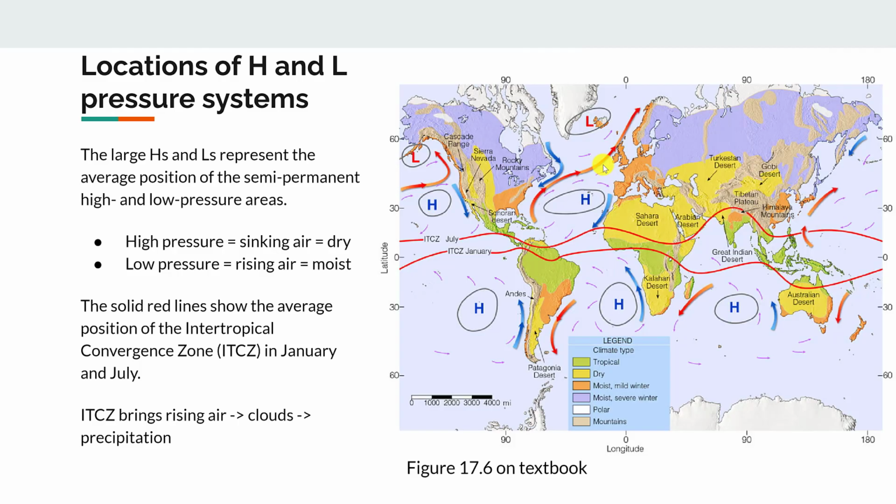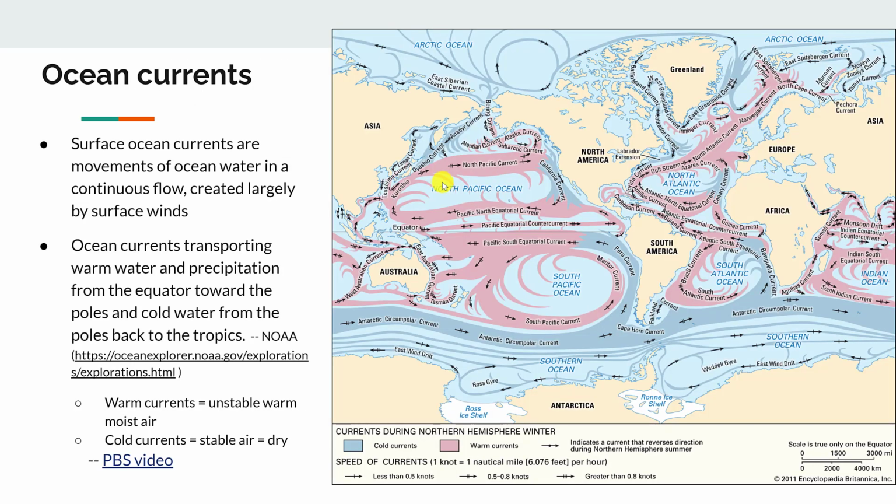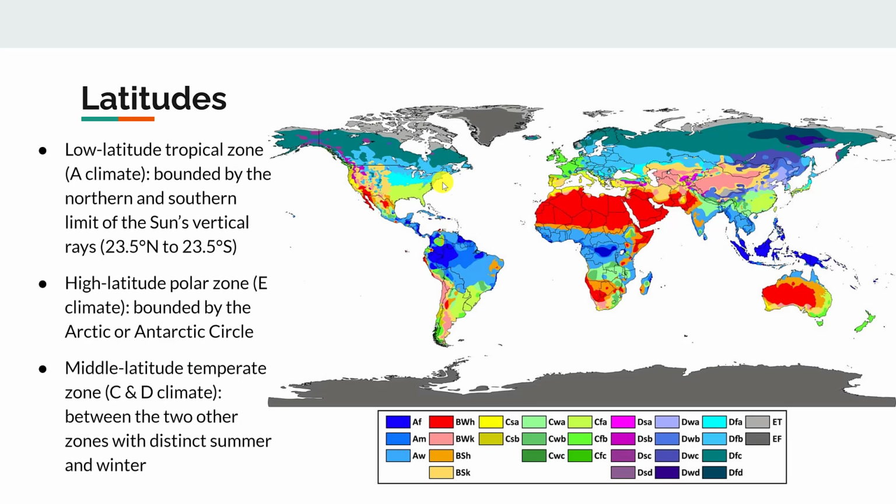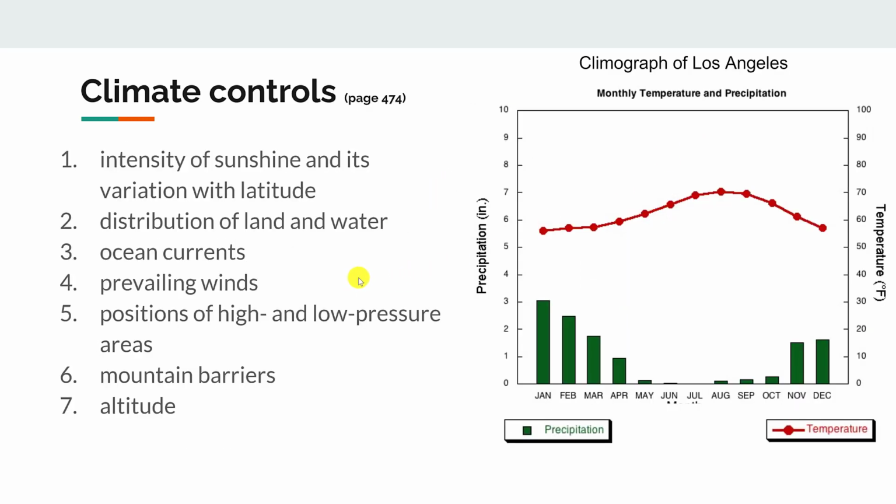Let me show you here. You can see that's right here, located in Alaska. In the winter, it will move down to the south to bring a lot of stormy weather to LA. So that is one reason of LA's climate. And then you can see mountain barriers.